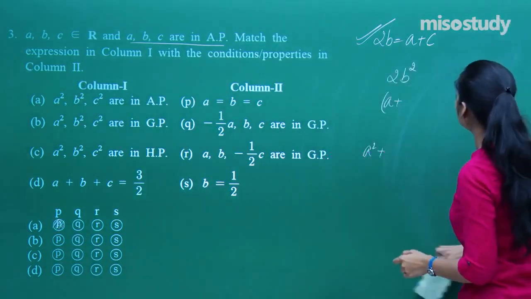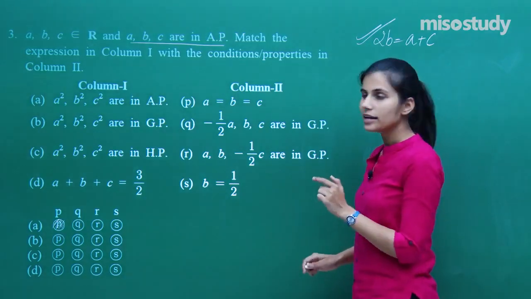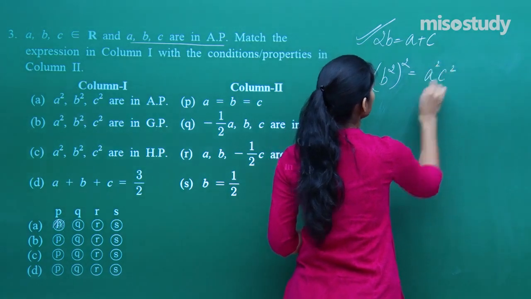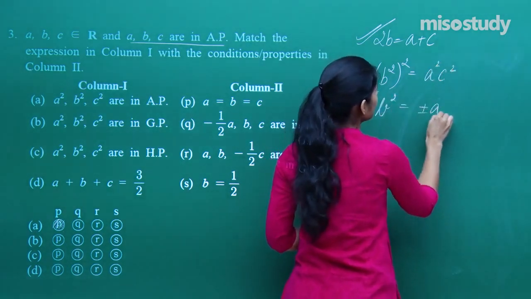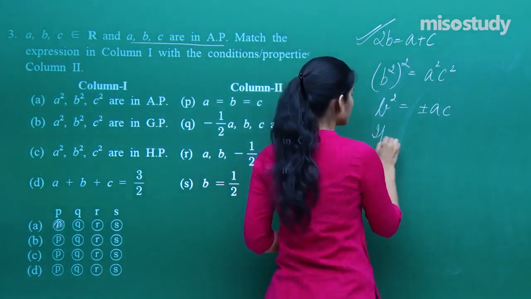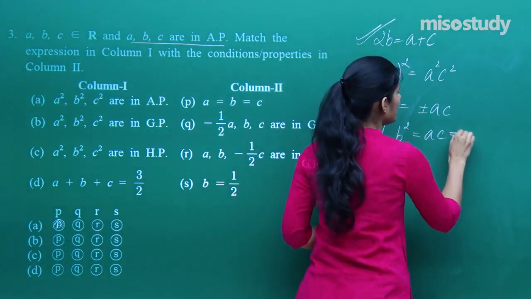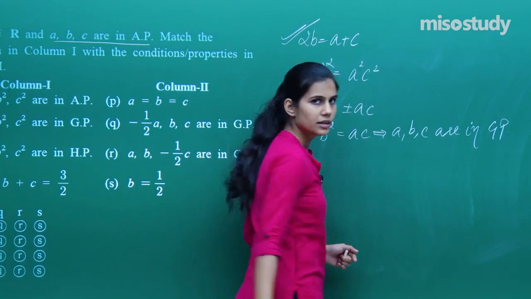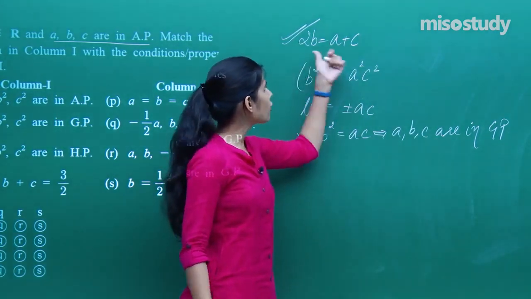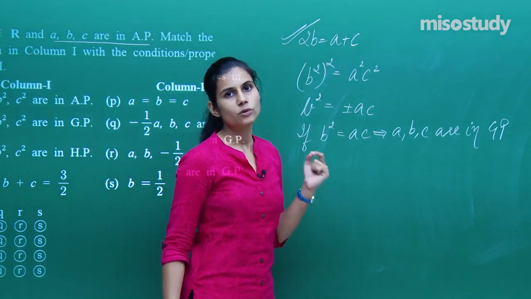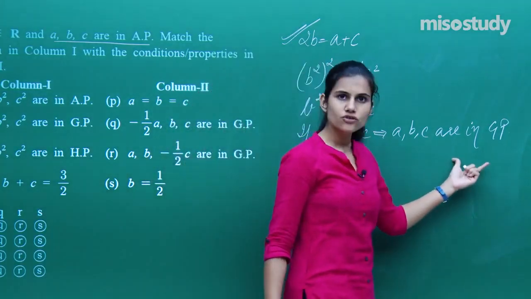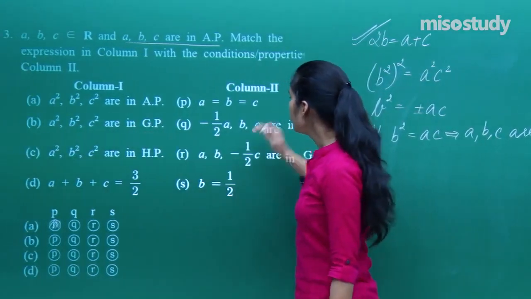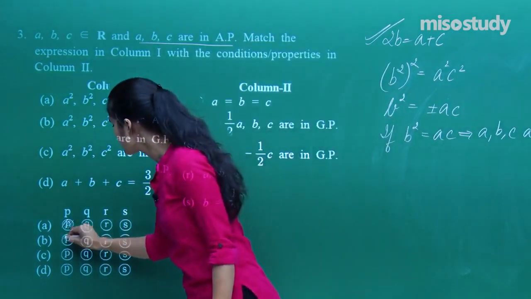Okay, so A, B, C continue to be in AP. It's given that A square, B square, C square are in GP. That means B square whole square equals A square C square, or B square can be written as plus minus AC. Now if B square equals AC, this means A, B, C are in GP. And if A, B, C come out to be in GP, and are already given in AP, that means again A equals B equals C. So A, B, C are coming out to be in GP, they are already given to be in AP, and therefore A equals B equals C.